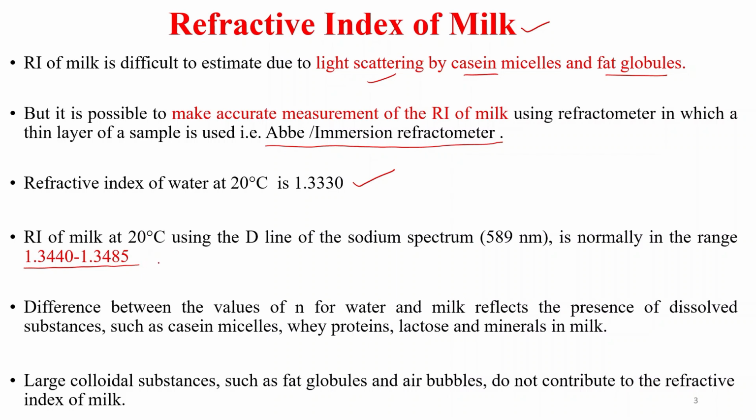Now why is this higher? Because of the presence of the components of milk. The difference between the values of refractive index for water and milk reflects the presence of dissolved substances. These dissolved substances, which contribute to the refractive index of milk, are casein, whey proteins, lactose and minerals. Larger colloidal substances such as fat globules and air bubbles do not contribute to the refractive index of milk, as the refraction happens between the interface of the continuous medium and air.